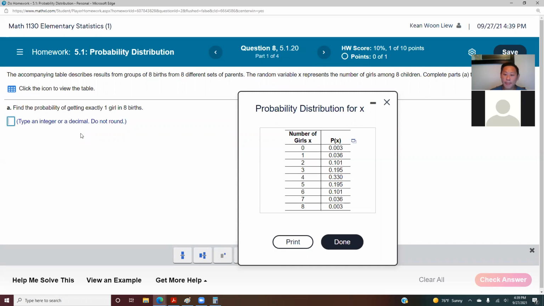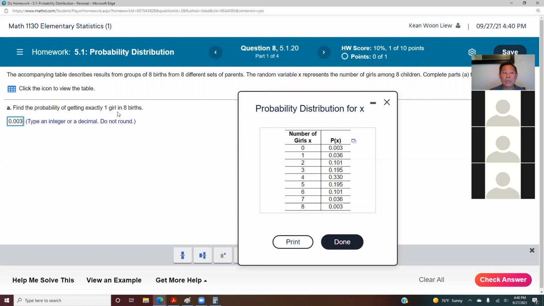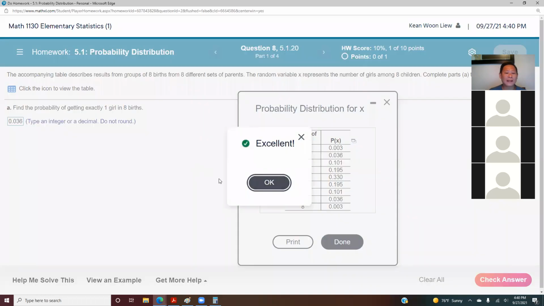Anyone? 0.003. 0.003? Yeah, that would be wrong. I'm asking for exactly one girl. 0.036. 0.036, I'm sorry, right? That is for 0 girls. So be careful. So this is exactly one.